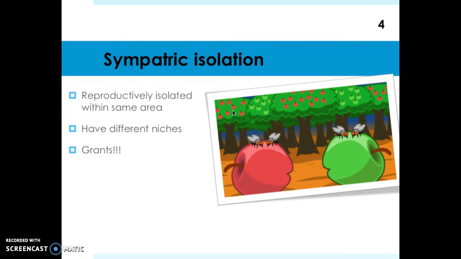However, creating a species isn't always something that happens because of geographic isolation. It can also happen when two populations are in the same area. So how does that happen?